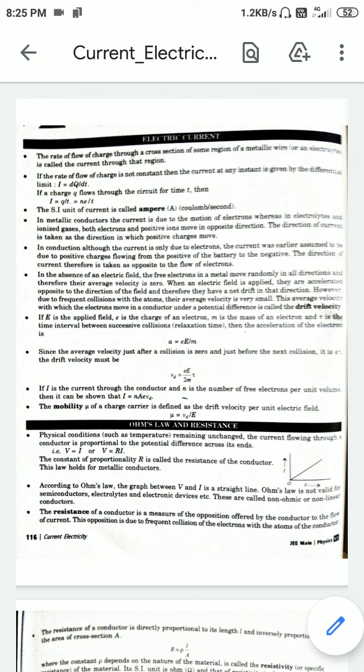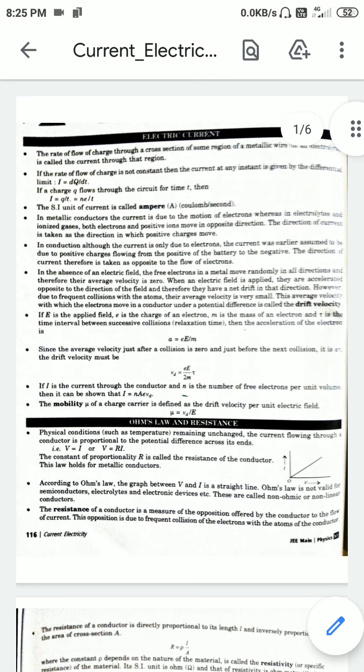The rate of flow of charge through a cross section of some region of a metallic wire is known as the current through that region. Okay, first we'll define the current, that is the rate of flow of charge through a cross section of some region of a metallic wire or electrolyte is known as the current through that region.